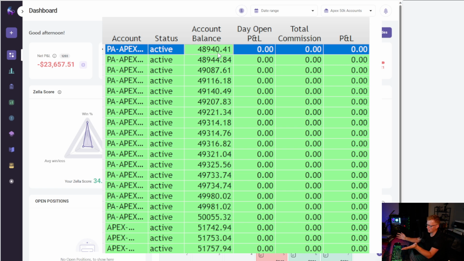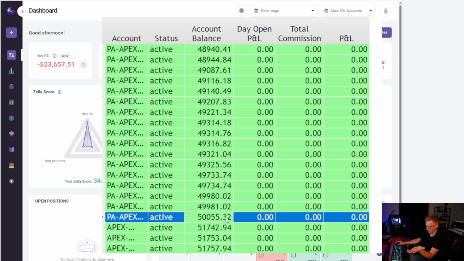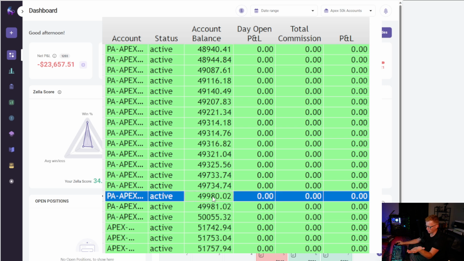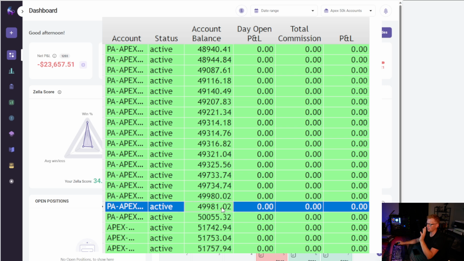So again, these are the balances we're at right now. Obviously, these three accounts right here are the three accounts that we just passed the evaluation accounts maybe a week ago. I'm not sure, I think it was a week ago that we passed these. So that's why these balances are a little bit higher. And then obviously we have the evaluation account. So wanted to just go over that.